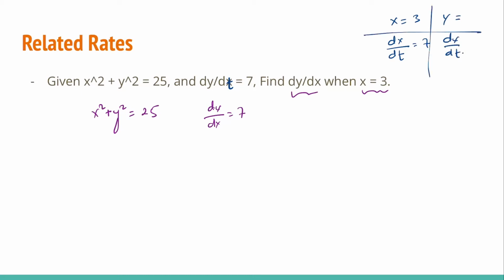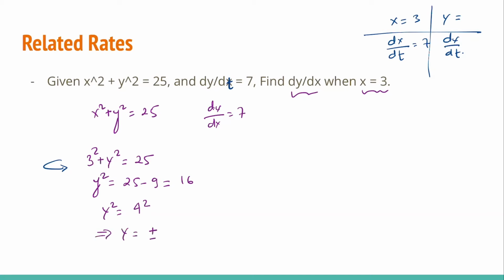Like we did earlier, because we're given the value of x, we can substitute that. So 3 squared plus y squared equals 25. y squared equals 25 minus 9. That will give us 16. y squared equals 4 squared. So that means y is going to be plus and minus 4, right? So we have two values of y. So then what is the value of dy over dt?